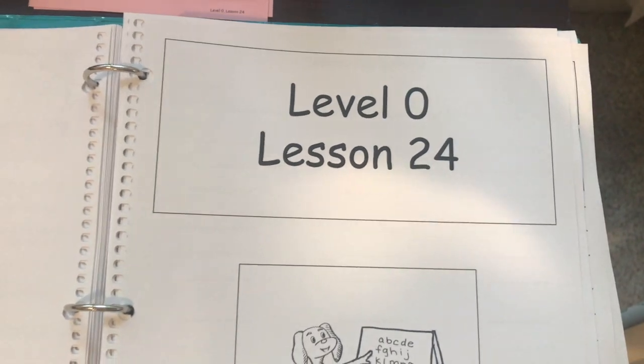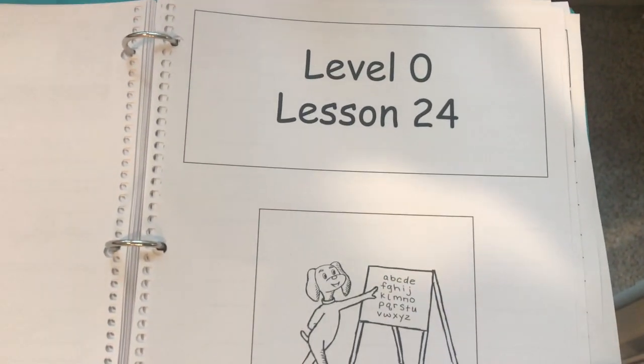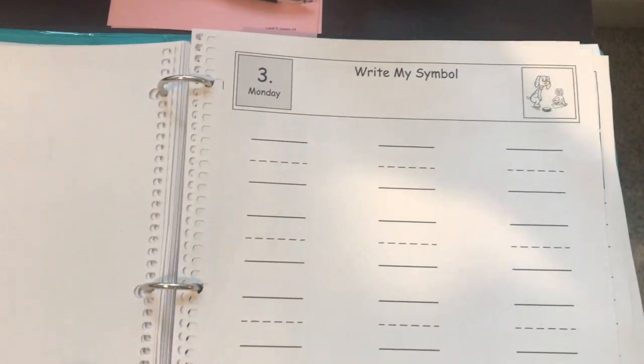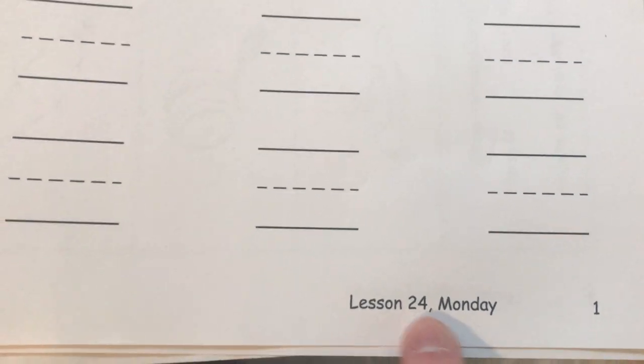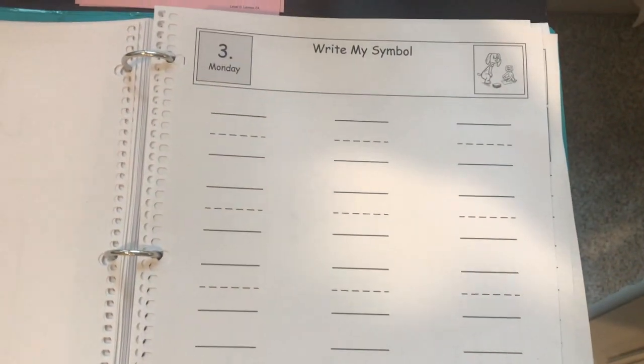We're going to level 0, lesson 24, okay? So that's what you should see. And we're going to turn the page and we'll be on write the symbol. And it should say page 1, but it's lesson 24, Monday, okay? If you need some help, get someone to help you find that page, all right? But we're going to do the first few pages.